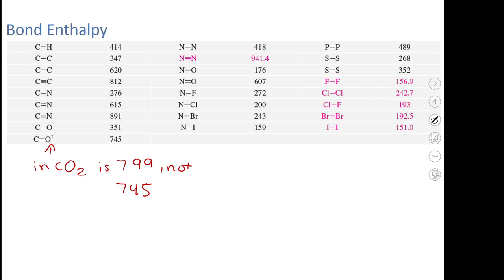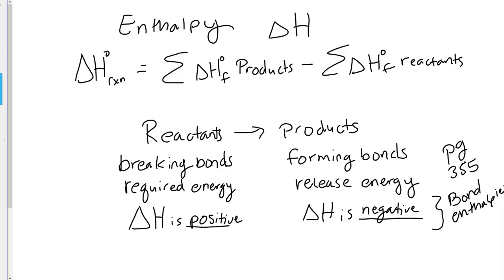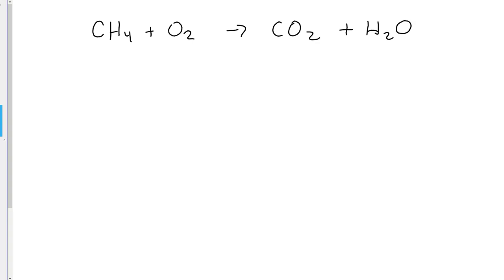All right, ready to try this out? Let's find the enthalpy of the following reaction. Let's do the combustion of methane. CO2 and H2O. So there's our happy little combustion reaction. This is methane. Now, before we can do anything else, we need to make sure this is balanced. It's not. So I'm going to need 2 oxygens, and I'm going to need 2 waters. And now it's balanced. The question is, find the enthalpy of this reaction using bond enthalpies.